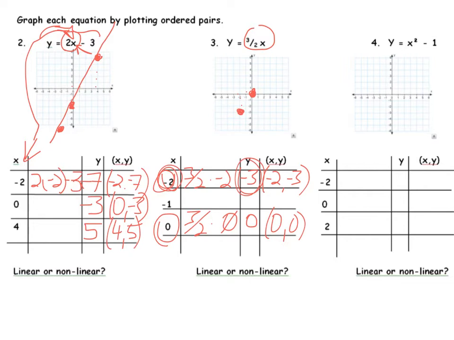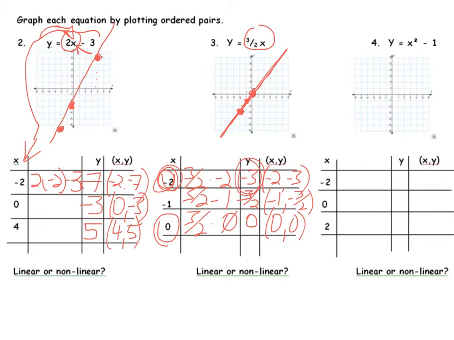If I plug in negative 1, well, anything times 1 is just itself, and then there's a negative sign there, so negative 1 times 3 over 2 is just negative 3 over 2. So my point is negative 1, negative 3 over 2. That's going to be right in there. And if I take my ruler, it's going to look like that.